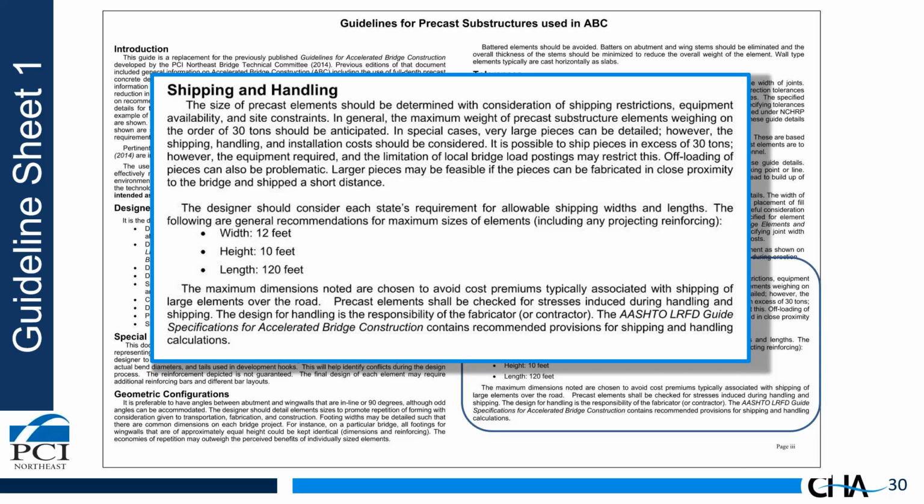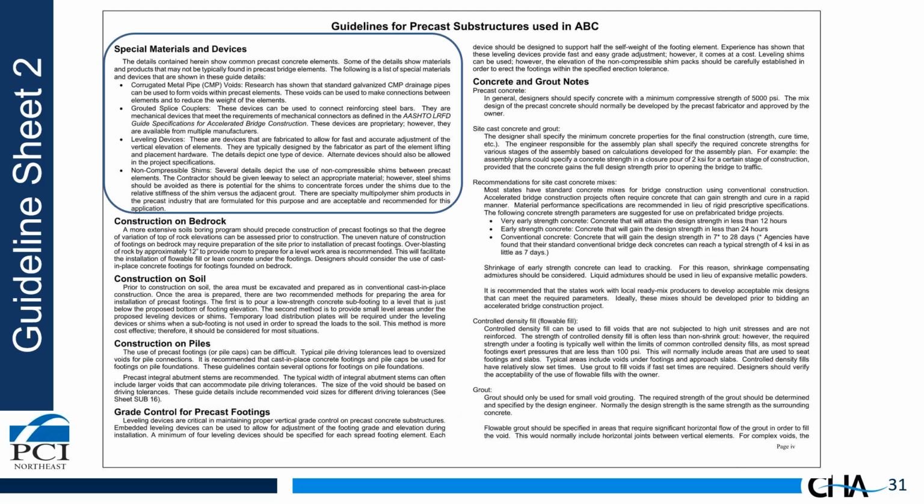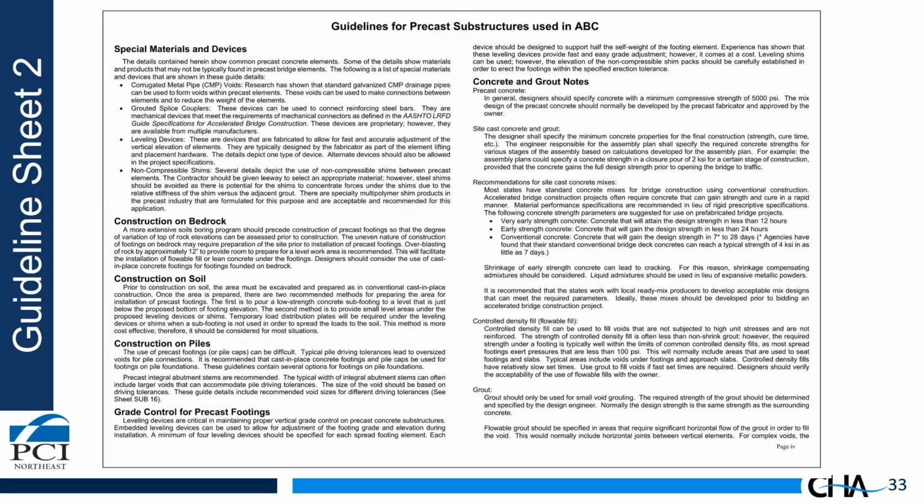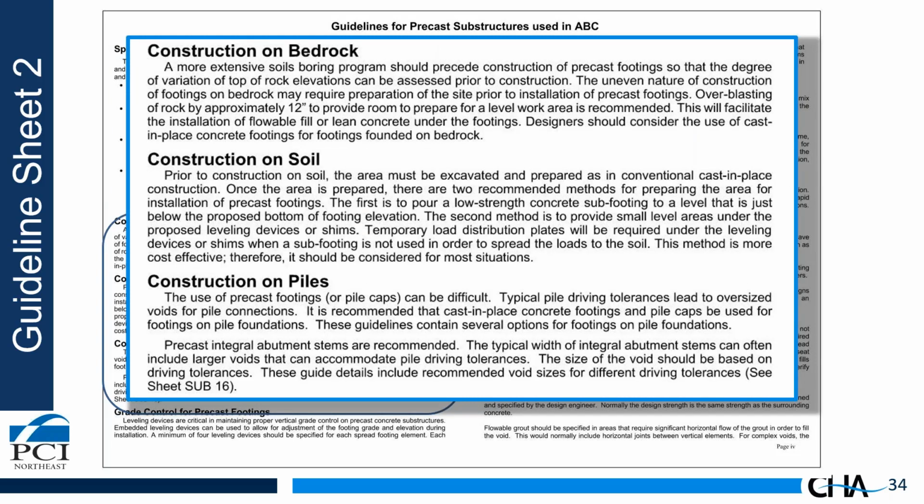The next page, sheet 2 of the guidelines, we have a section on special materials and devices, specifically talking about the use of corrugated metal pipe voids, which we use quite a bit in substructures, grouted splice couplers, leveling devices, and then non-compressible shims. There were a few questions before this webinar about spread footings, so we have some guidelines for construction on bedrock, construction on soil, and construction on piles. I'll show those details a little later in the presentation.